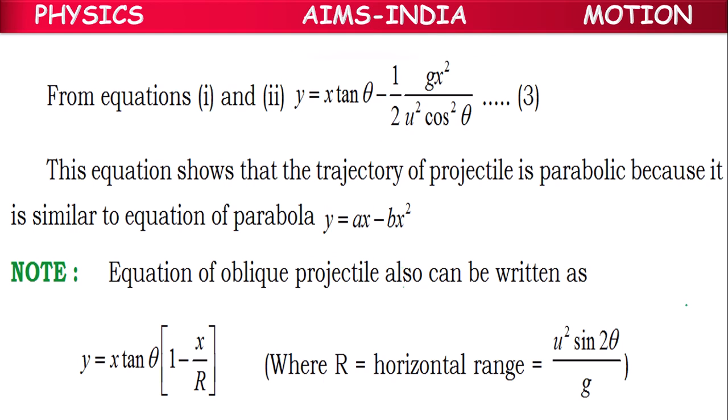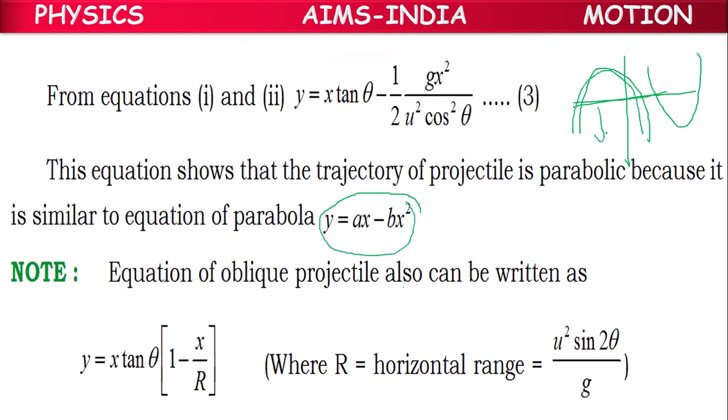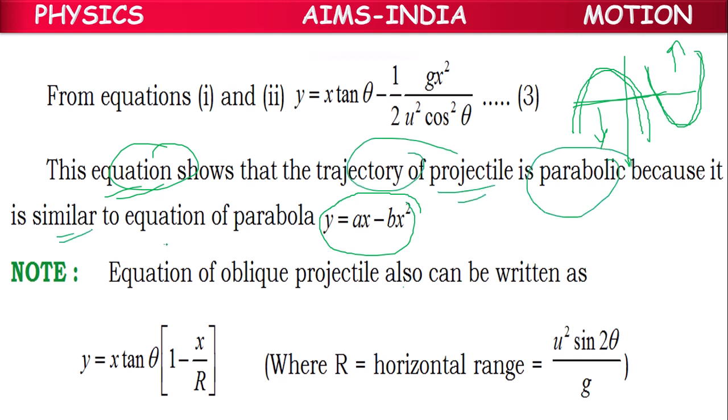A quadratic equation is always represented on the graph with the help of a parabola, curved downwards or curved upwards. The equation will be like a parabola curved downwards, like a parabola curved upwards. So the trajectory of a projectile is also parabolic, because its equation is similar to the equation of a quadratic equation, the equation of a parabola.